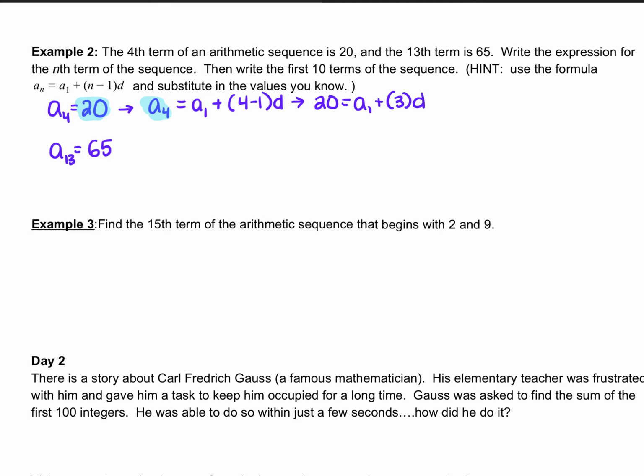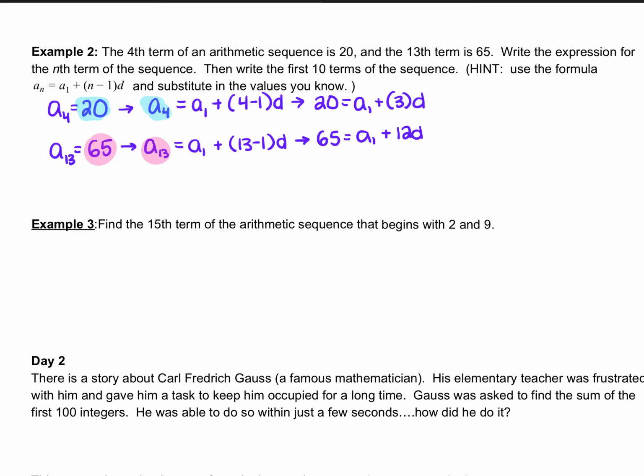Now let's do the same thing for the second value that we were given. So a sub 13 equals a sub 1 plus 13 minus 1 times d. I'm just replacing all of my n's in this expression with 13. Now once I've done that, I know a sub 13, I have an expression for that, don't I? It's 65. So let's rewrite the whole thing: instead of a sub 13, it's going to be 65 equals a sub 1 plus 13 minus 1, well, that's just 12 times d.